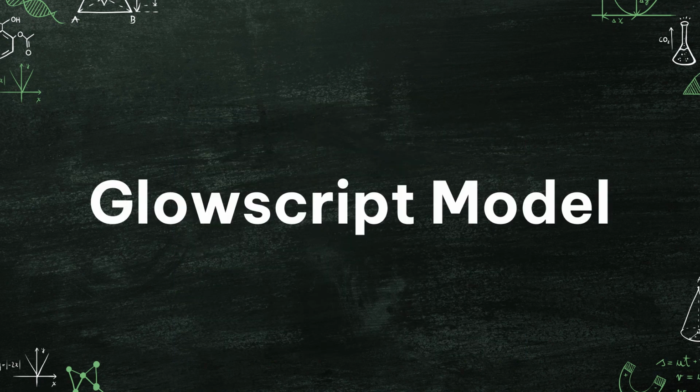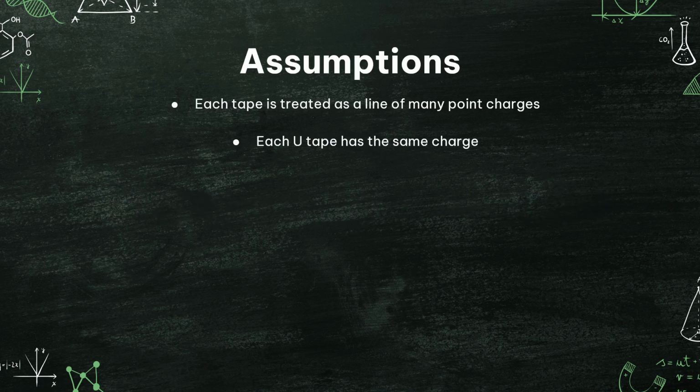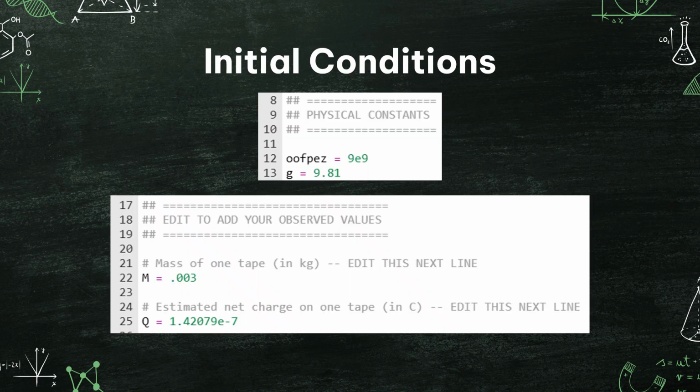Now for the GlowScript computational model. Before getting into the coding, some of the important assumptions include knowing that each tape is treated as a line of many point charges, and each U-tape has the same overall charge. Our initial conditions for this lab include the electric constant, the gravity constant, the mass of the tape that we measured, and also the estimated net charge that we calculated in our last lab.